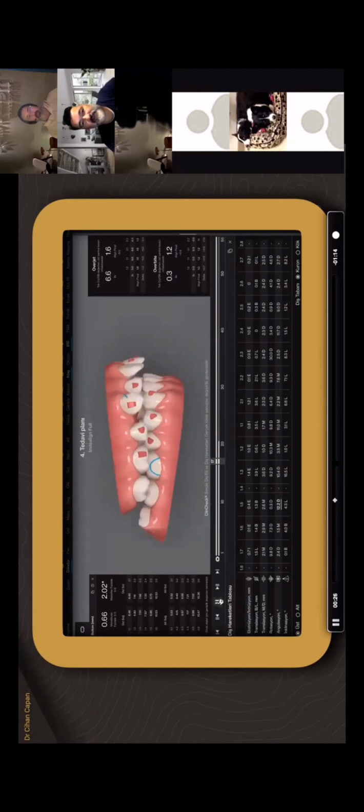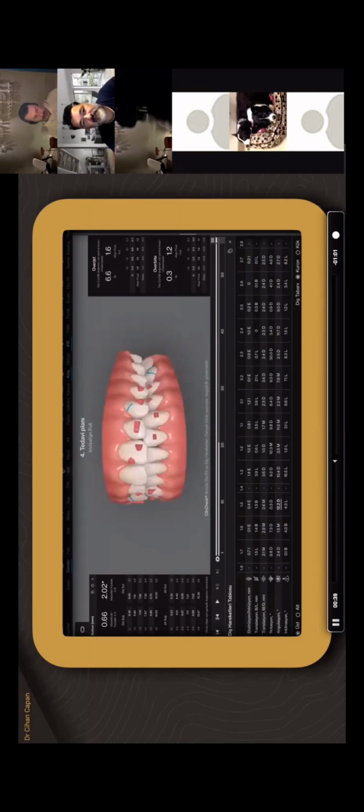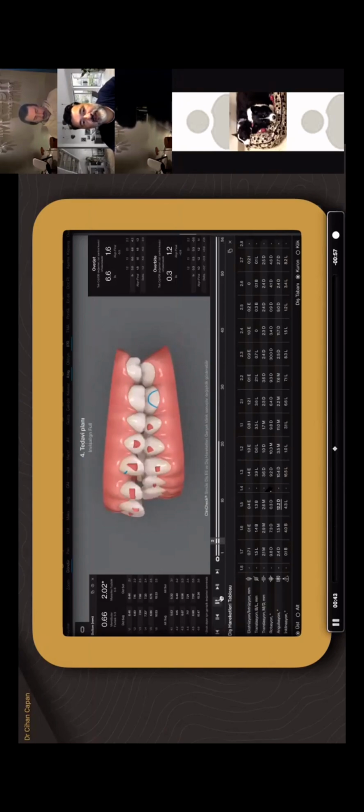Okay, so let's continue. Yes, we go to the other side now. So on the left side, we are doing the distalization. 2.5 is a good distalization. And as you can see, I didn't use any attachment on the left side. Okay. So here, the rotation is not too much. It's just 4 degrees. It's okay. We are doing directly distalization movement.